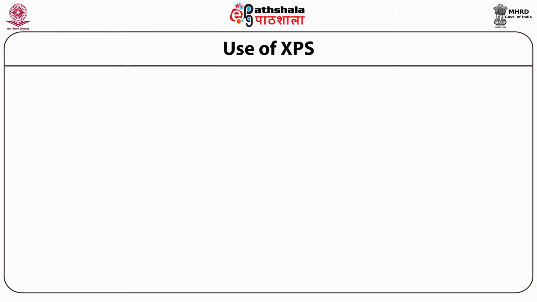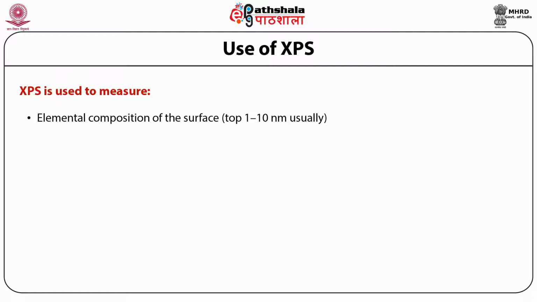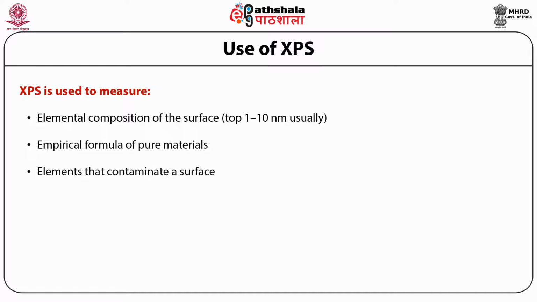The uses of ESCA. ESCA can be used to measure a number of properties. This is used for elemental composition of the surface, and when we do that, it comes from the top 1 to 10 nanometers usually. Secondly, it is also used for finding out the empirical formula of pure materials. The third application is that elements which contaminate a surface can be checked. So it helps us in finding out the kind of contamination on the surface.